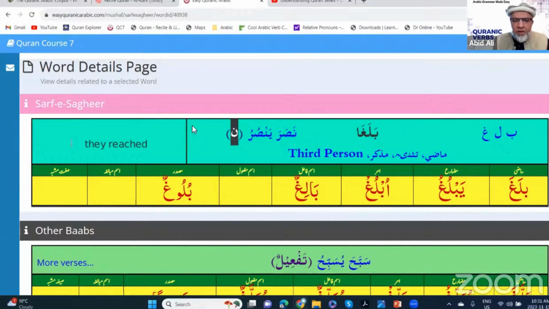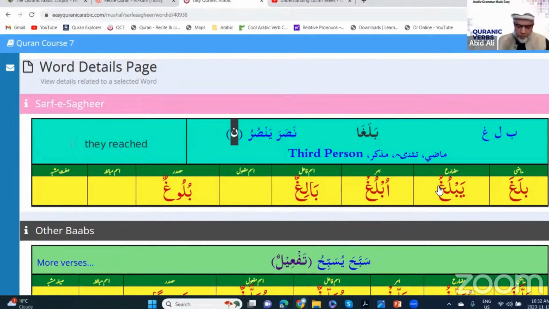So Brother Niazi, I will come to you in a second. Just let me finish my thought here. So when we had the root letters ba, la, gha, we have the pattern nasara, yansuru. Now, can you put ba, la, gha into the nasara pattern? Then you will get Madi, balagha. And what will you get in Mudare? Yablughu. Is that making sense or not?